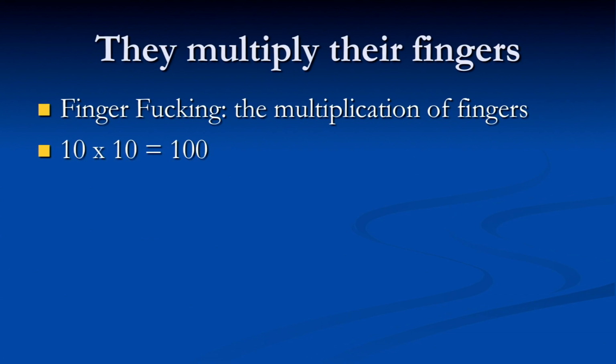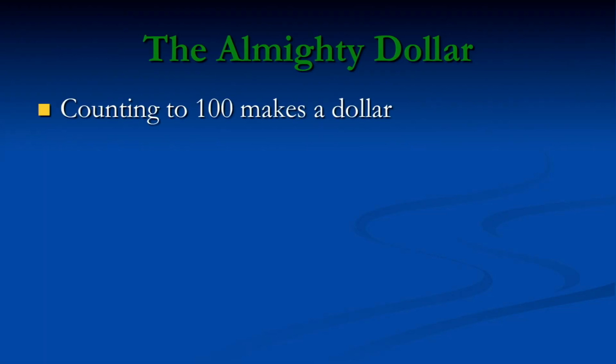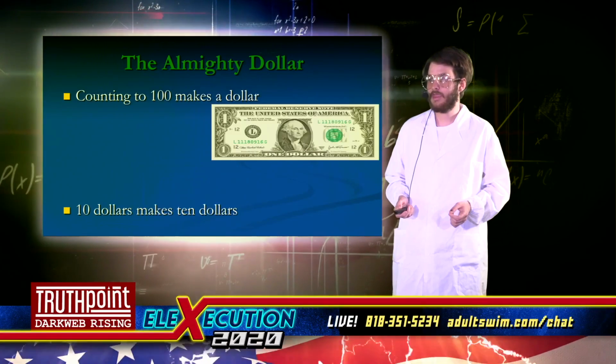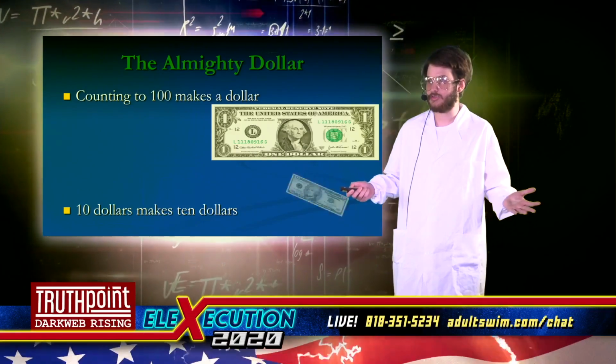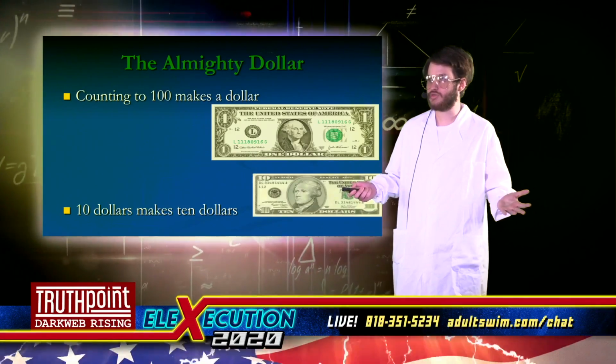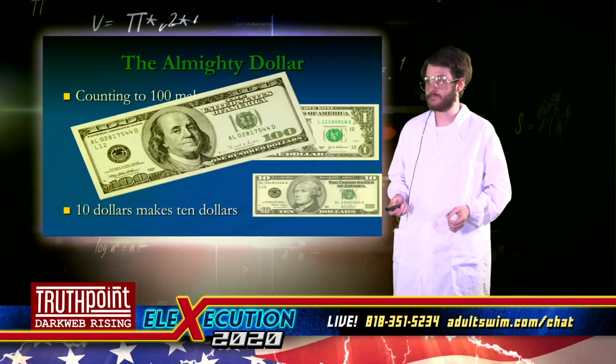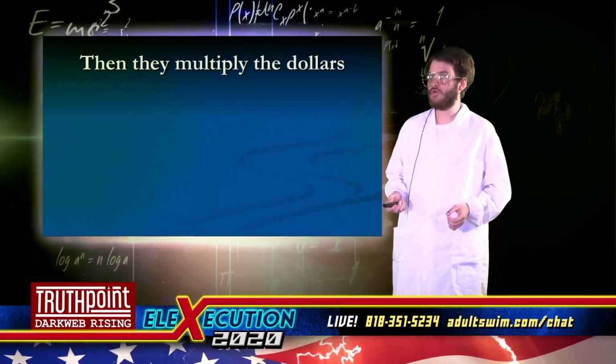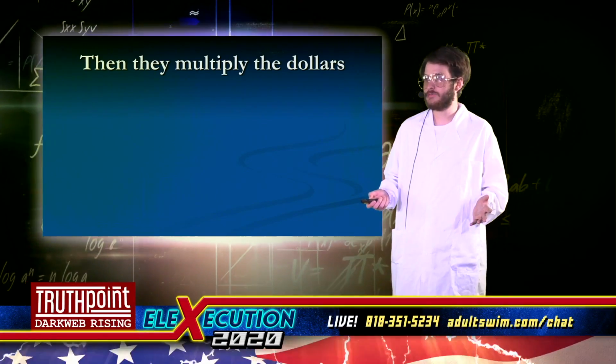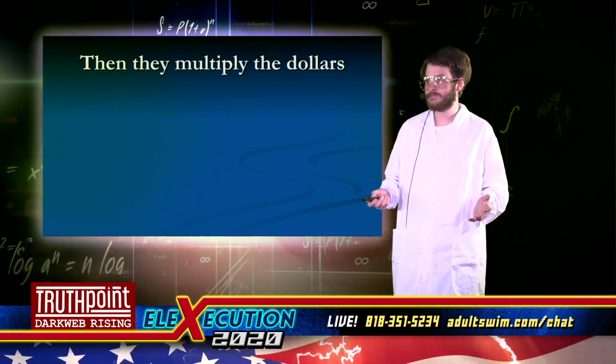And 10 times 10 equals 100, and then you're going to end up with the almighty dollar, right? Counting to 100 makes a dollar. Cha-ching! And $10 makes $10. Thank you, TruthBot. And you know where I'm going with this. That's right. $100. So now they multiply the dollars. $100, right? Yes. Okay, go on.